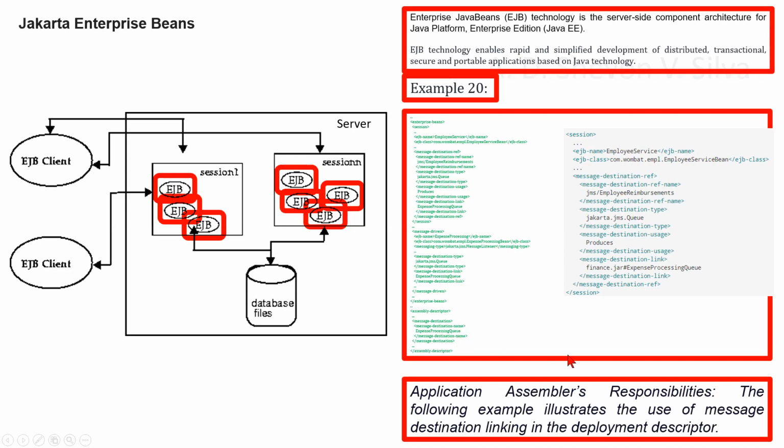The following example illustrates using the message destination link element to indicate that an enterprise bean references the expense processing queue that is in the same Jakarta application unit but in a different EJB jar file.